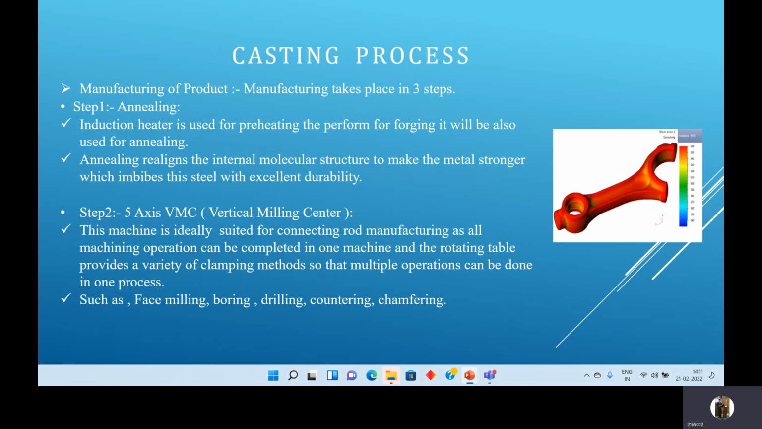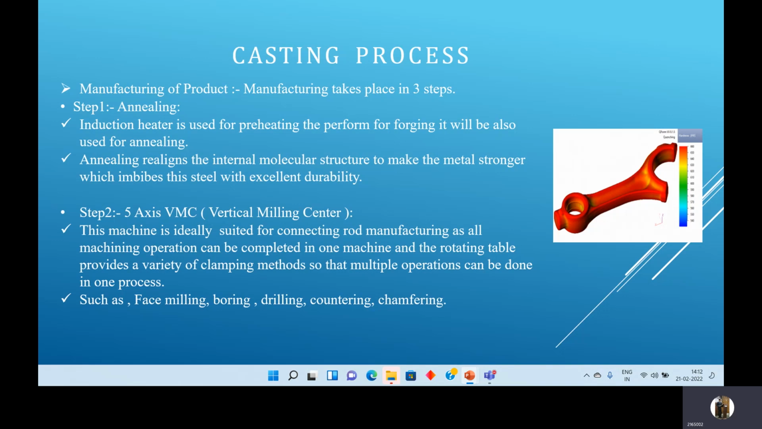Next, the casting process is explained in detail. For manufacturing the connecting rod, a casting process is selected. The detailed process has three steps. Step number one is annealing. An induction heater is used for preheating the preform for forging. It is also used for annealing. Annealing realigns the internal molecular structure to make the metal stronger, which gives this steel excellent durability.